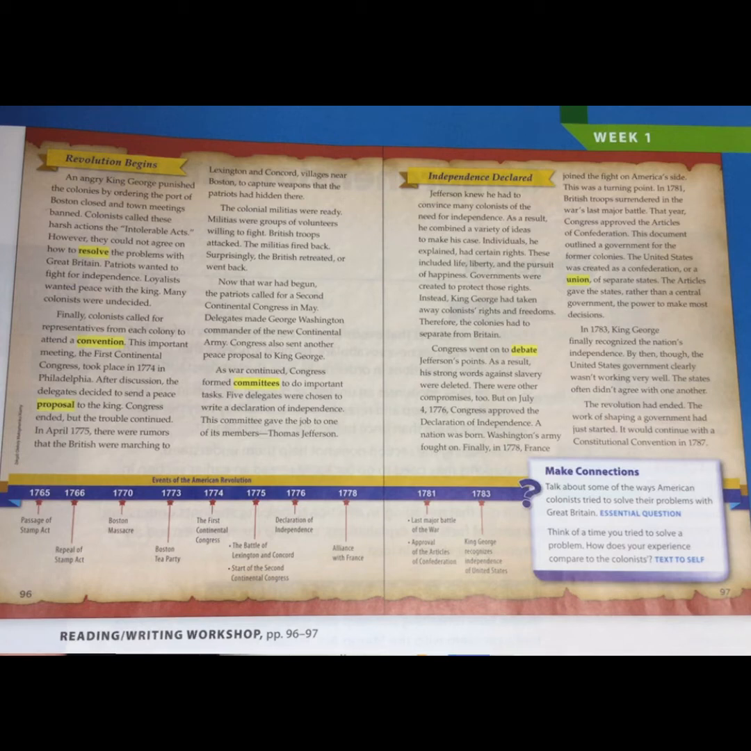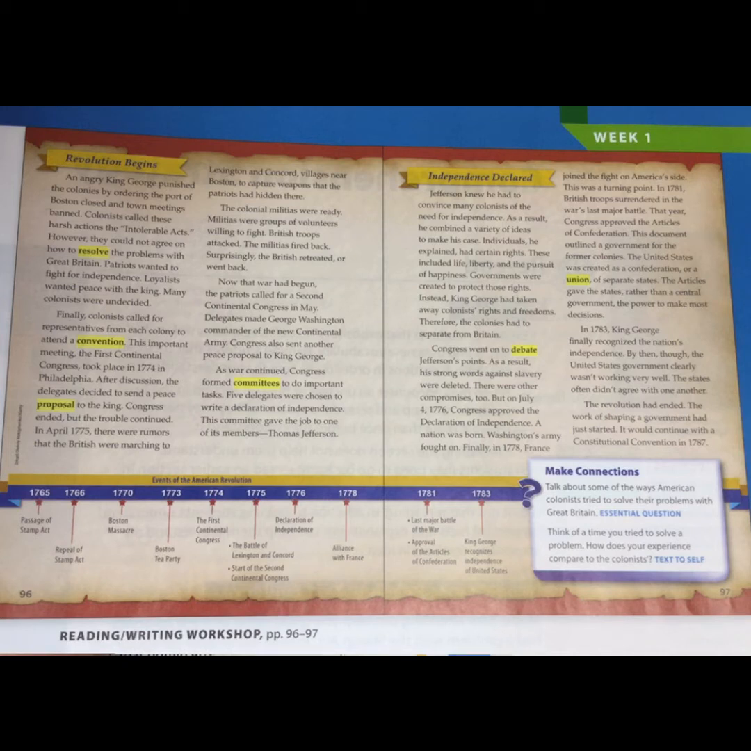Finally, colonists called for representatives from each colony to attend a convention. This important meeting, the First Continental Congress, took place in 1774 in Philadelphia. After discussion, the delegates decided to send a peace proposal to the king. Congress ended, but the trouble continued.